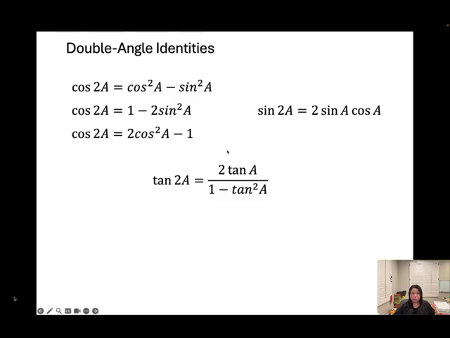I need you guys to remember all the double angle identities. And then sine 2A, we only have one formula, that's 2 sine A cosine A. And then tangent 2A will be equal to 2 tangent A over 1 minus tangent squared A. One more time, I need you guys to remember all the double angle identities. Now, we're going to try to prove them one by one.